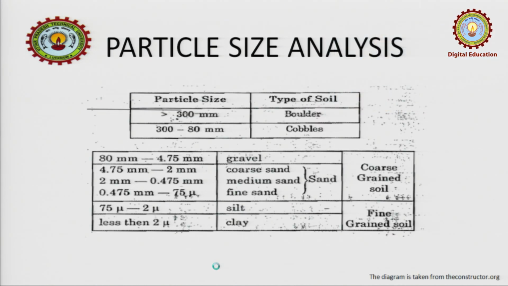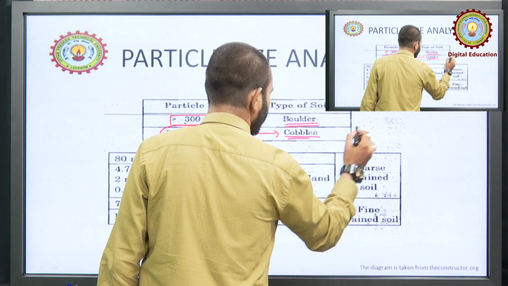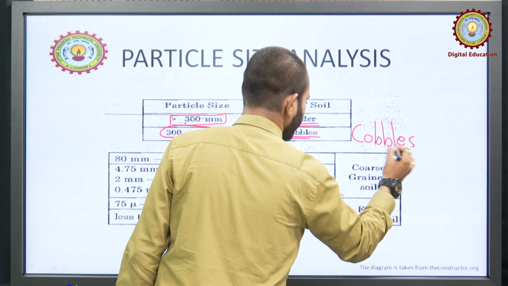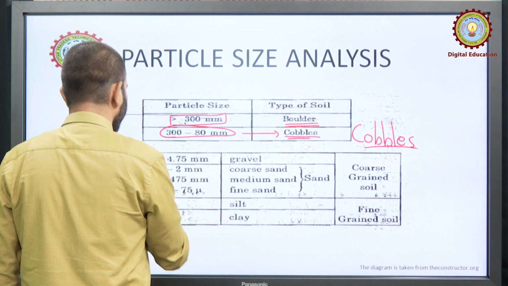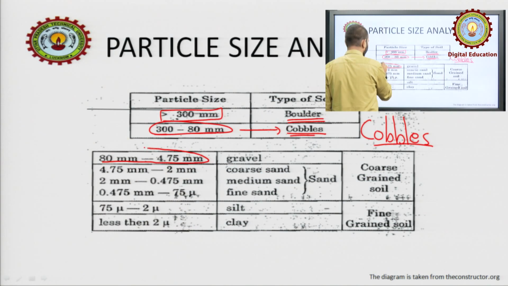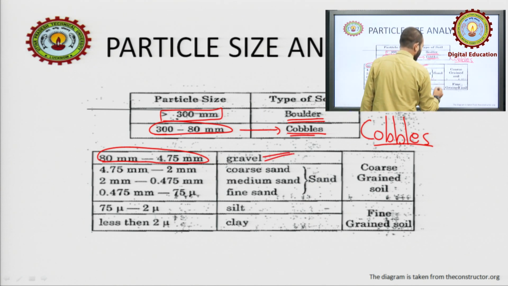First of all, in this particle size analysis, you can see here there is a table. If the particle size is greater than 300 mm, then it is called a boulder. From 300 mm to 80 mm, it is named as cobble, C-O-B-B-L-E-S, cobble. Now from 80 mm to 4.75 mm, this is called gravel.